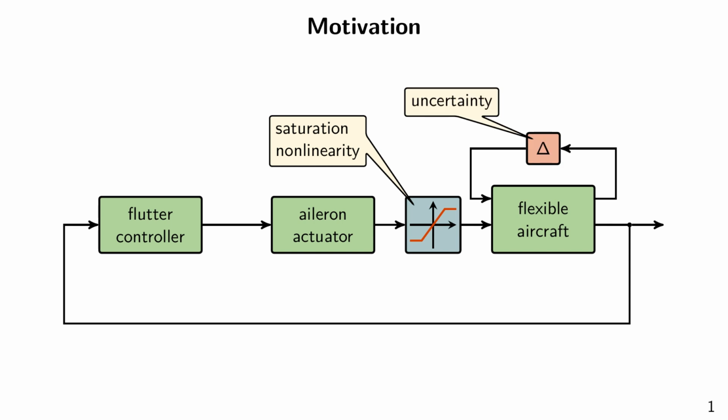Furthermore, the behavior of the aircraft is not entirely described by its nominal model. Hence, for a proper analysis, we need to take model uncertainty into account. To assess the stability of this loop, a method is required for stability analysis in the simultaneous presence of nonlinearity and uncertainty. In this presentation, an algorithm is provided for that purpose. Next, I'll describe the precise problem formulation.